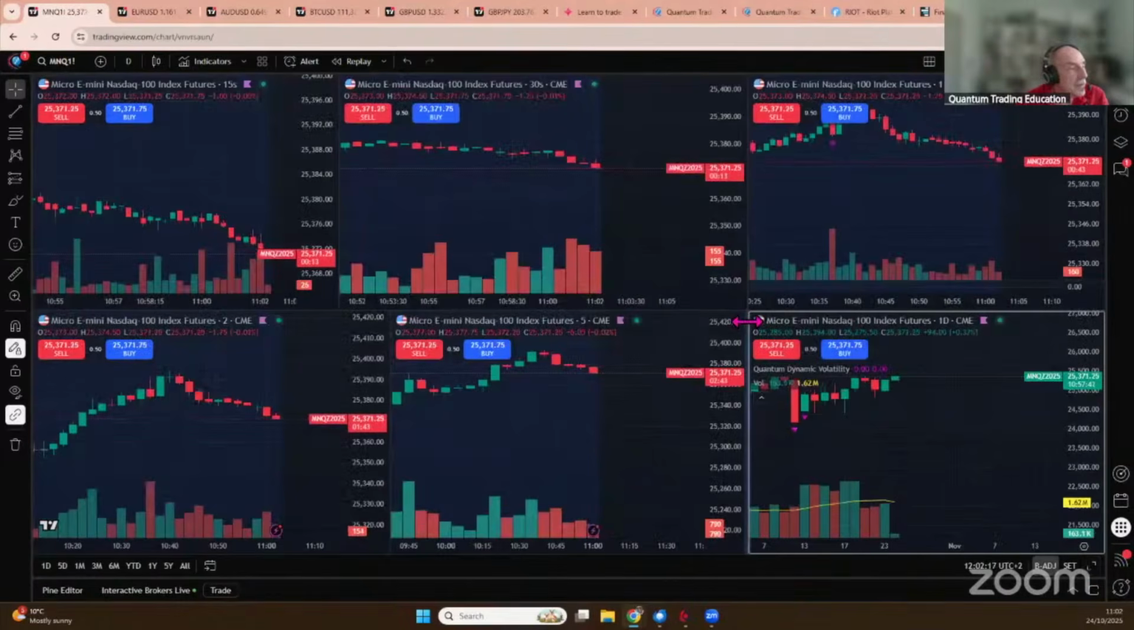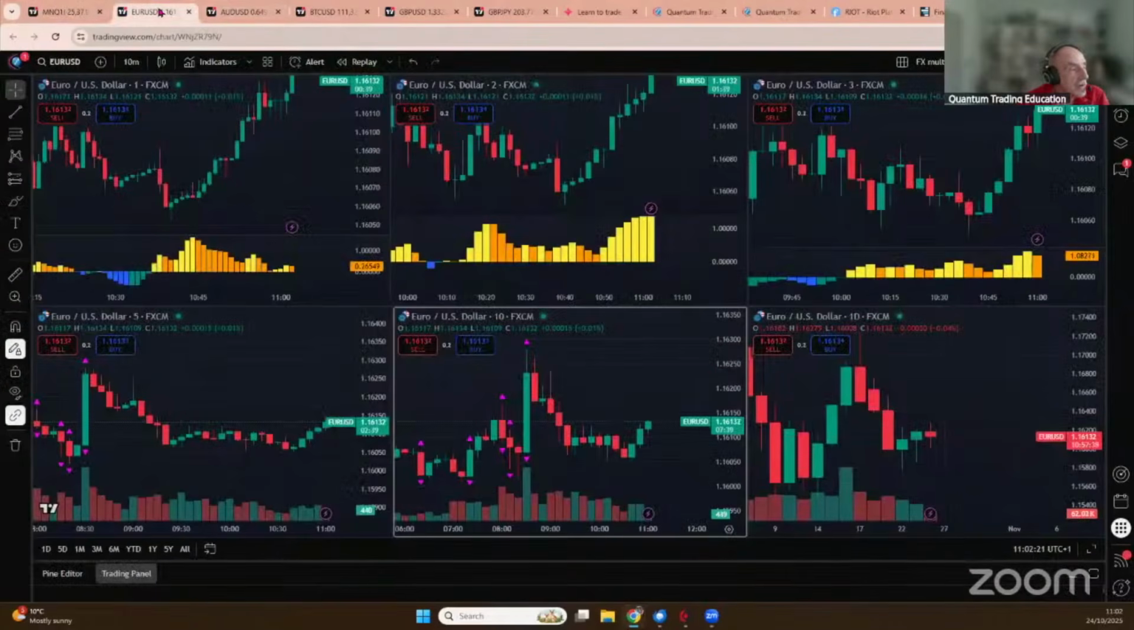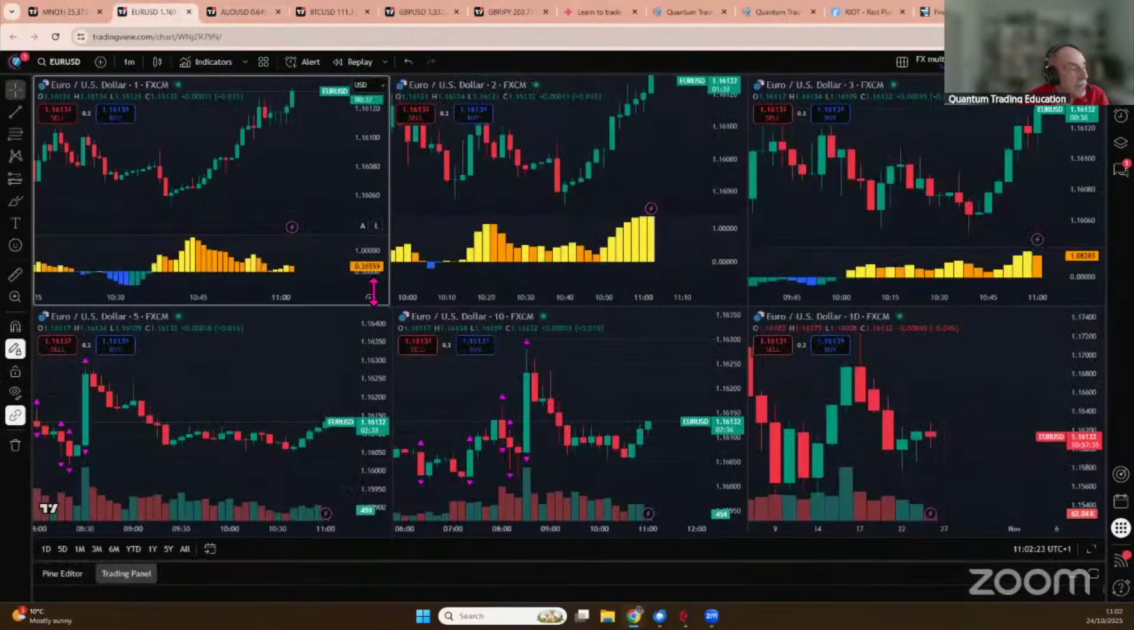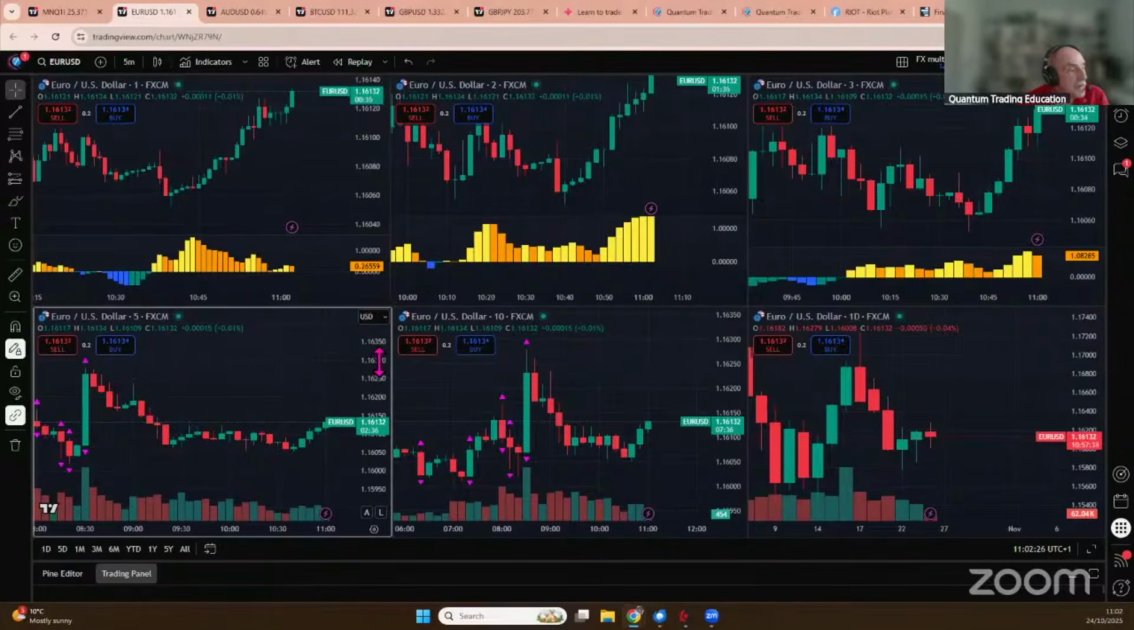So there we go. That's the MNQ. Looks to be coming off a little bit now. Let's go on into Forex. So just picking up on that theme of the volatility candle, this was a real classic example.